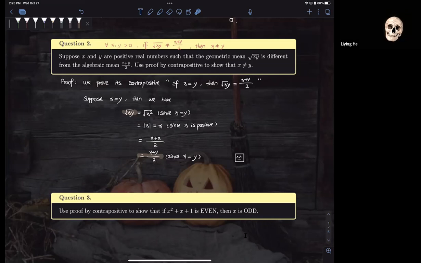Student: How did you get x plus x? This equals this because this is 2x, and 2x over 2 is x. This is a formal proof. Of course, it's a formal proof. Any other question? Student: Why is x bigger than 0? Because 0 is not positive. 0 is 0. It's not positive or negative. So when they say it's positive, it means it's strictly greater than 0.